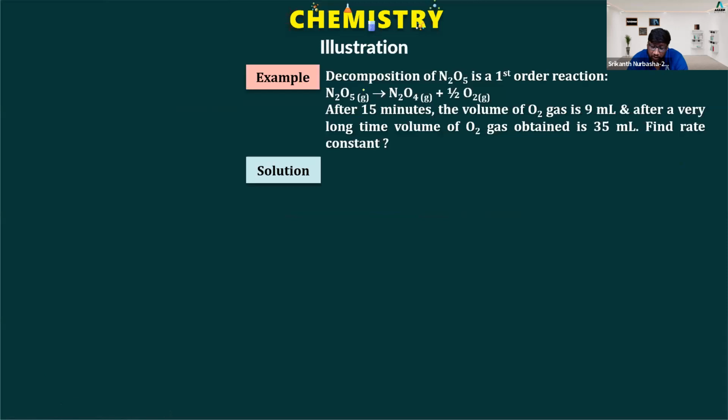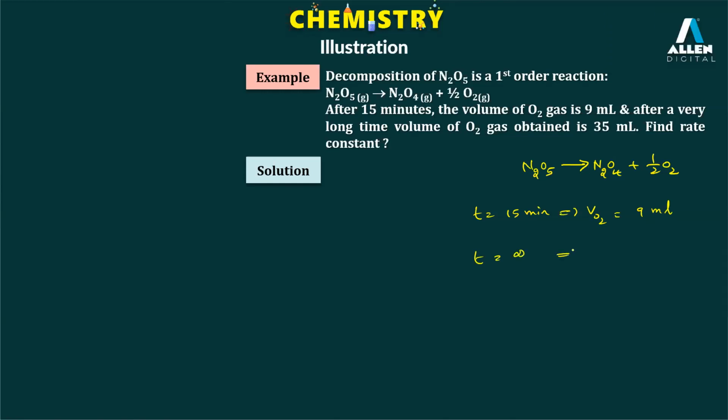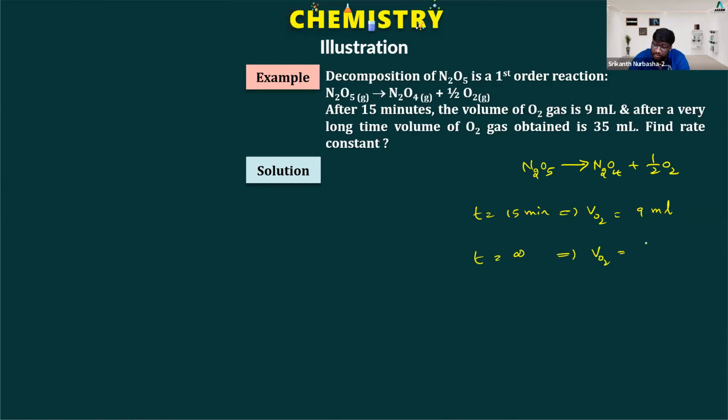Solve this question. Decomposition of N2O5 is a first order reaction. Decomposition of N2O5 occurs in this way: N2O5 gives N2O4 plus half mole of O2. After 15 minutes, the volume of O2 gas is 9 ml. Time t is equal to 15 minutes, volume of O2 is 9 ml. And after a very long time, time t equal to infinite, volume of O2 is 35 ml. And what is the volume of O2 at time t equal to 0? 0 ml, because O2 is a product.